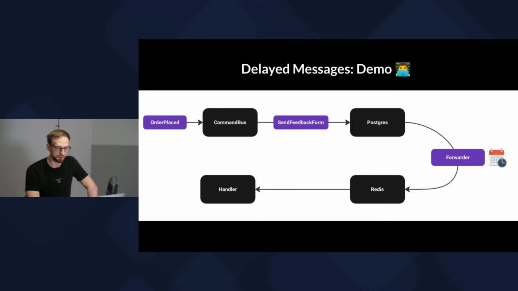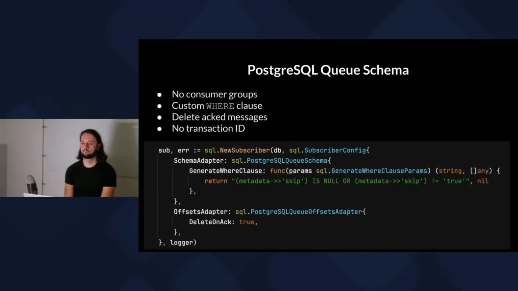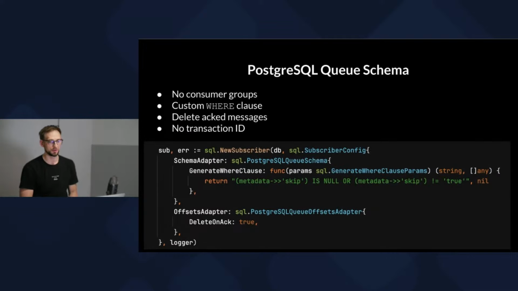So this is the architecture we ended up with. And this leads us to the PostgreSQL schema, which this delayed publisher is based on. If you are aware of Watermill SQL, it supports something called schema adapter and offsets adapter. And we added a new one that's called Q schema. You can think of it as a simpler version of the default one because it supports no consumer groups. So you have just a single queue and all subscribers will share the messages on it.